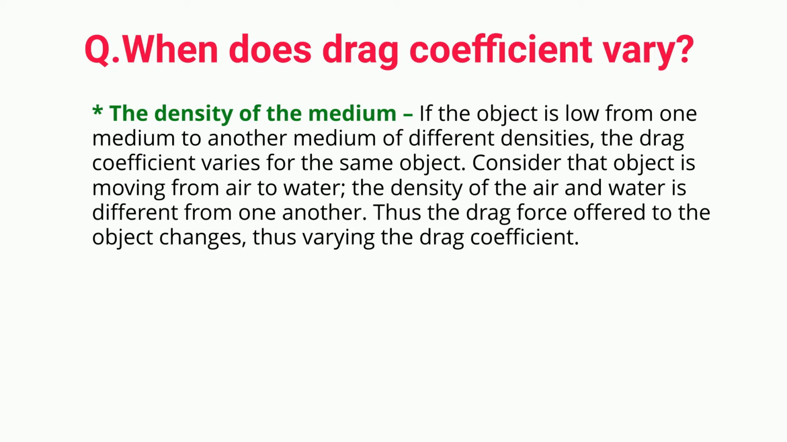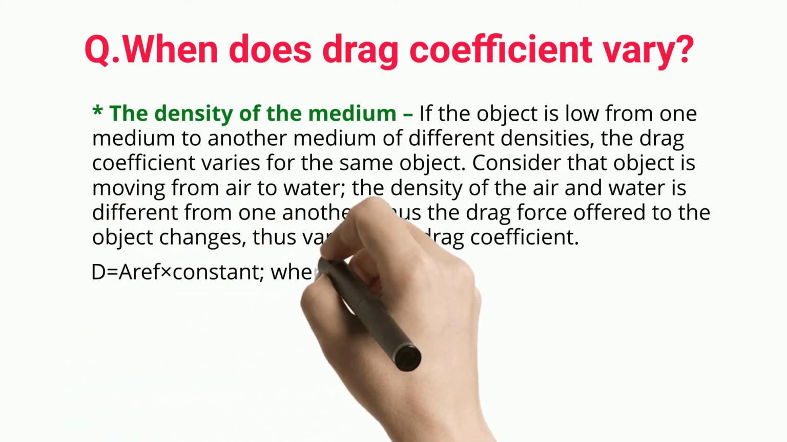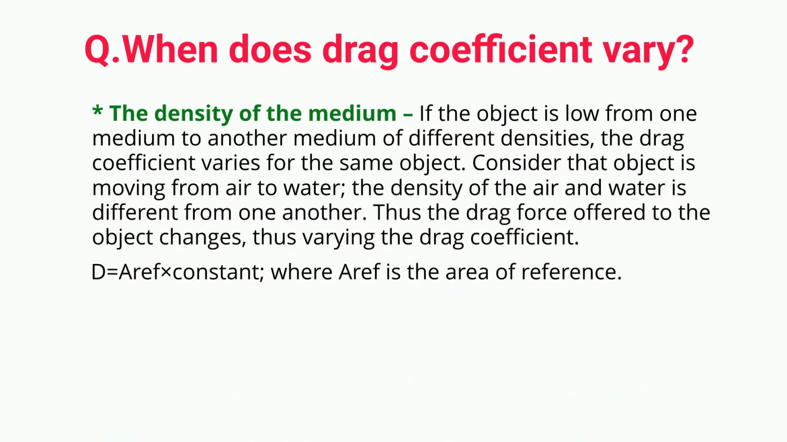Another necessary consequence of varying drag coefficient is the type of flow. When the airflow or hydraulic flow is turbulent at a higher velocity, variation in the drag coefficient will occur. Cross-sectional area: the reference area of the object's cross-section influences the drag force. If the area of the object is doubled, the drag force is also doubled. Thus varying the drag force causes a proportionate change in the drag coefficient. D equals RF constant, where RF is the area of reference.